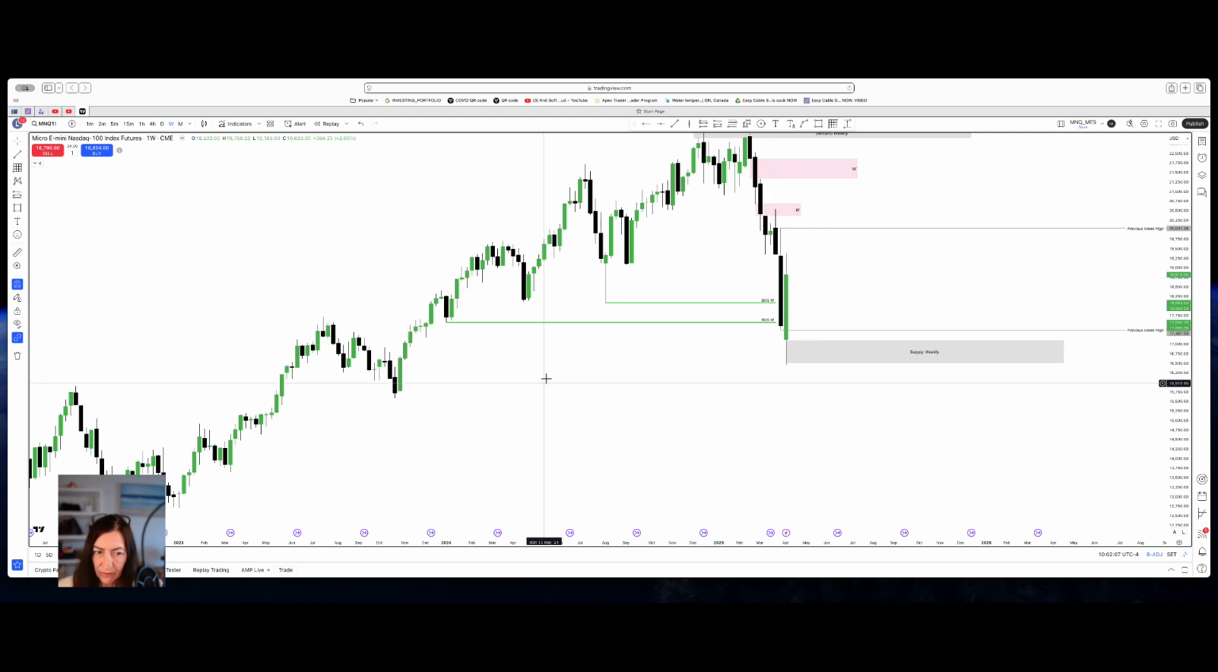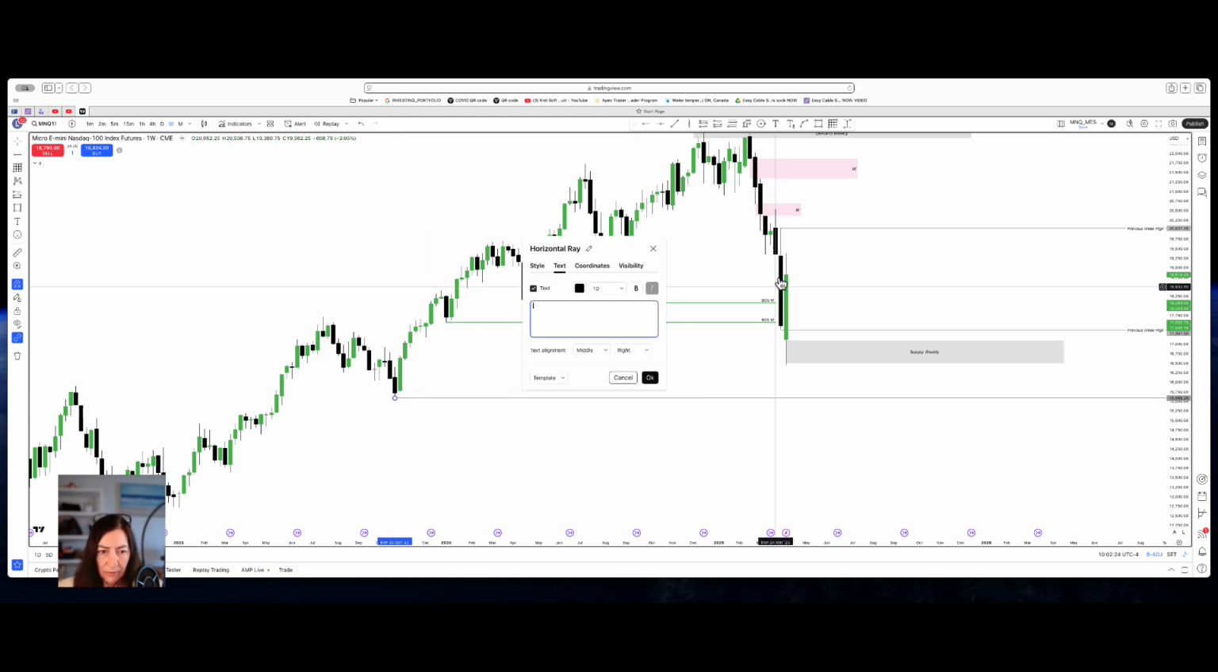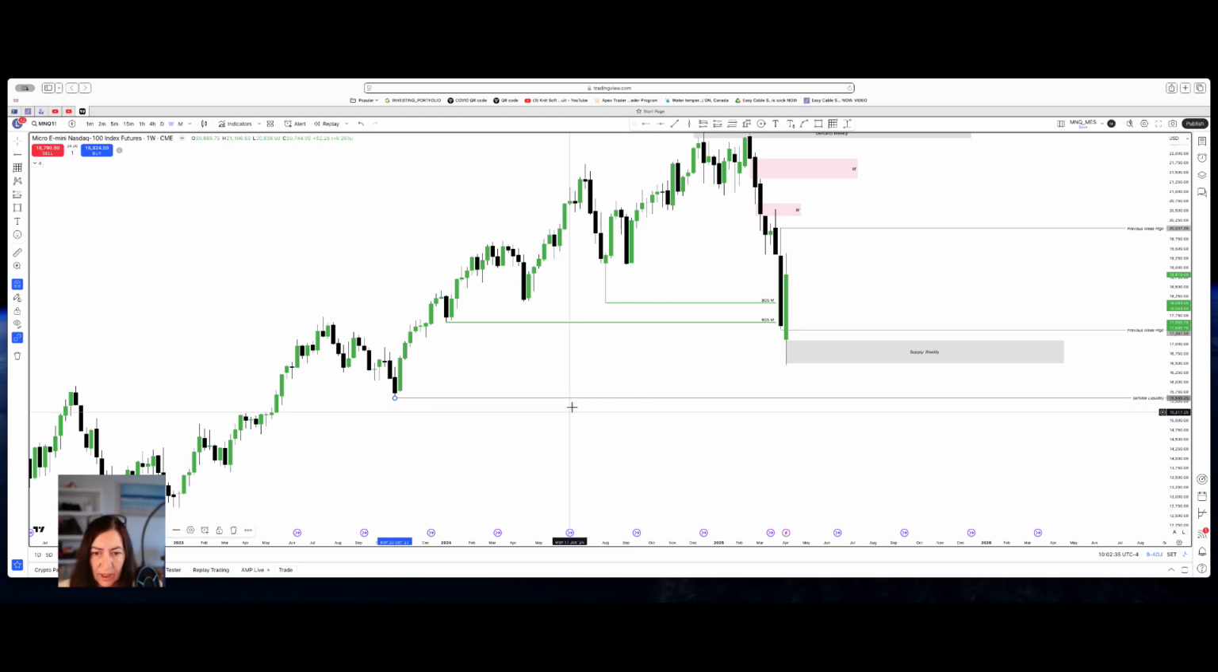And then our next area of interest would be here. Right here, this is our sell side liquidity, and that is at 15,589. So that is our next area of interest if price decides to move lower. And I'm just going to go one lower, right here. Okay, so this is my weekly chart.